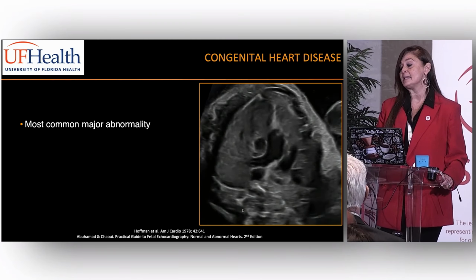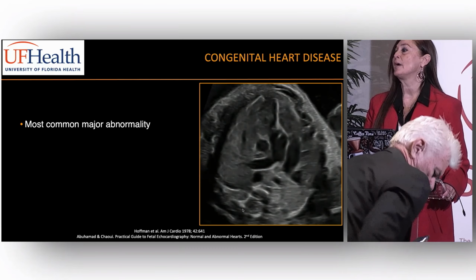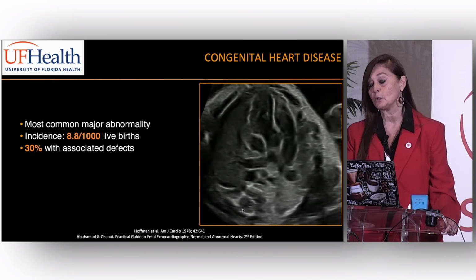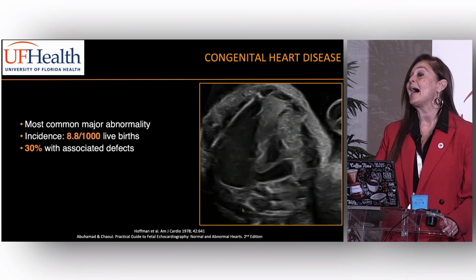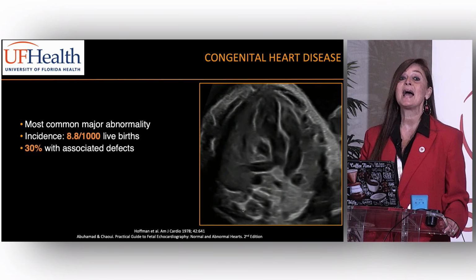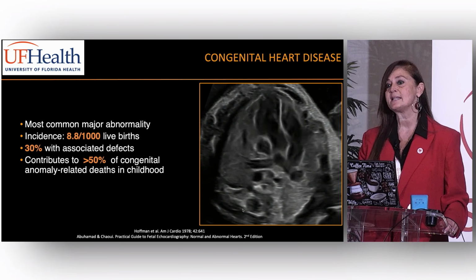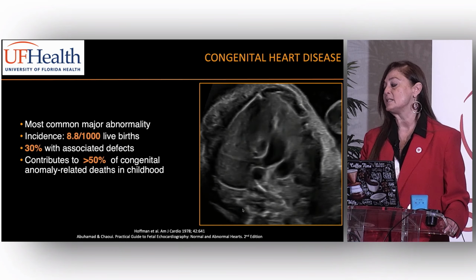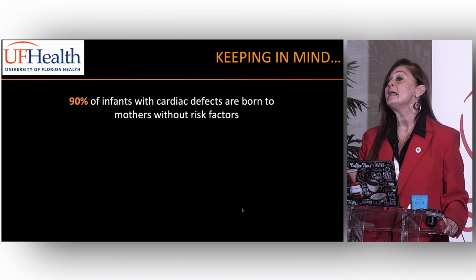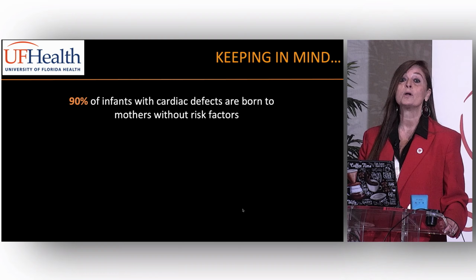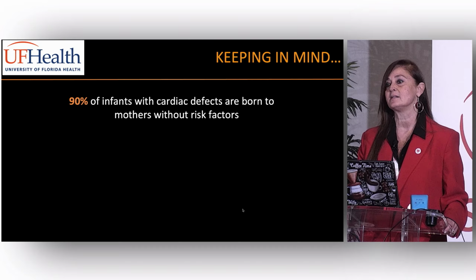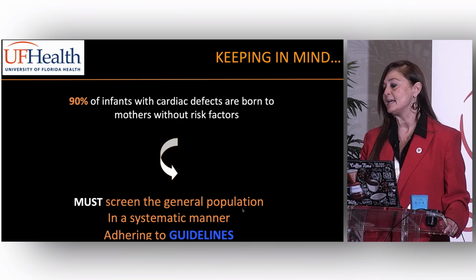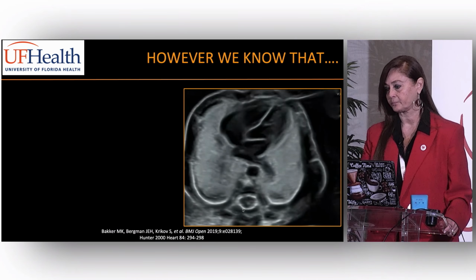Now, congenital heart disease, as we know it, is the most common major abnormality, affecting approximately 1% of all babies globally. 30% have other associated abnormalities, and it contributes to more than 50% of congenital anomaly-related deaths of childhood. This is why it is so important for us to screen. 90% of infants are born to mothers without any risk factors, and this is why screening globally is so important and in adherence to guidelines.